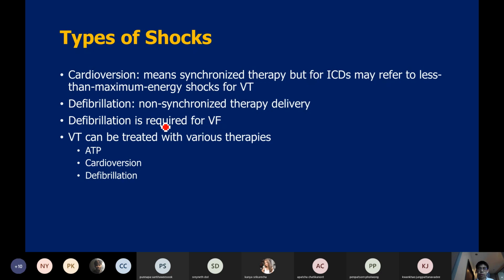Is anyone confused about these terms? You can ask. Or do you have any questions regarding the external defibrillator? Okay, if there is no question, I will go further.